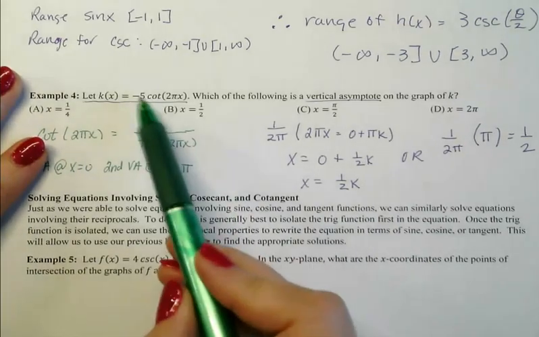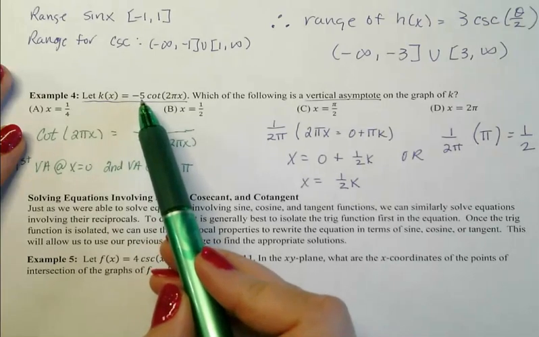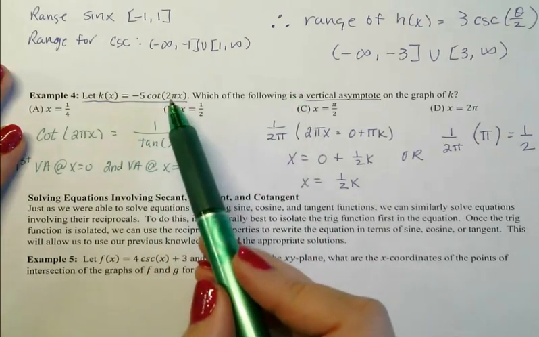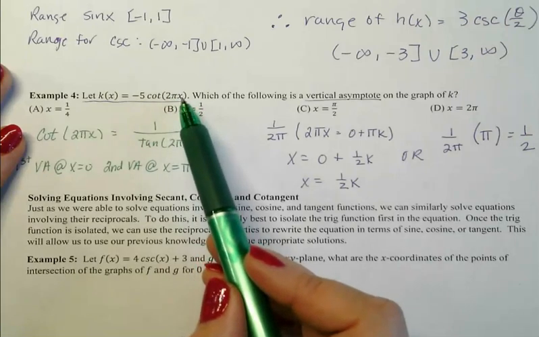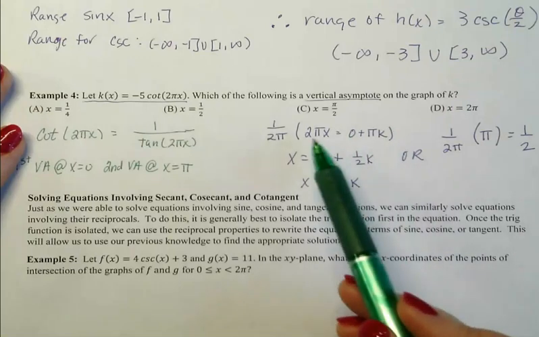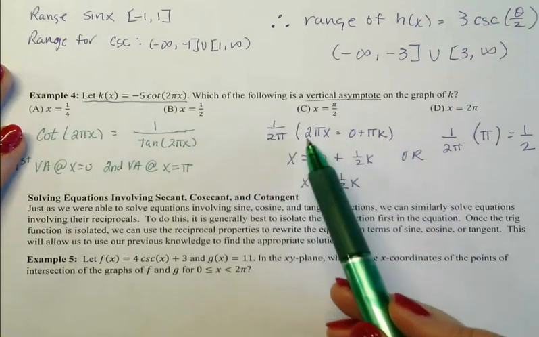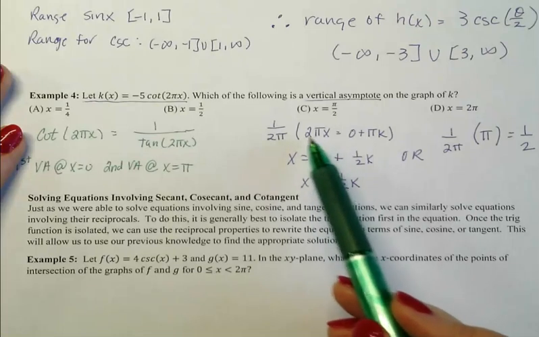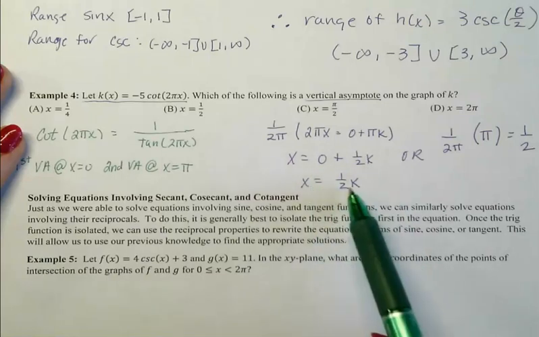The -5 means it's a reflection over the x-axis and then a vertical dilation by 5. And then that 2 pi, remember that's all a constant, and the x is the variable. So if you're setting up the equation, you do 2 pi x equals the equation of the asymptote, and then that means you have to multiply by the reciprocal of this piece, which is 1 over 2 pi. So we could end up with this, or we could end up with this.